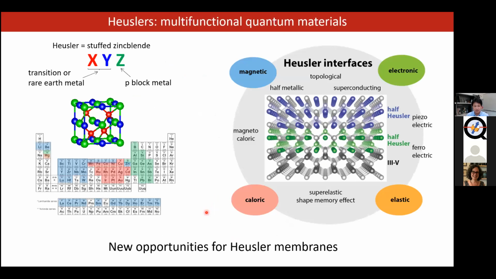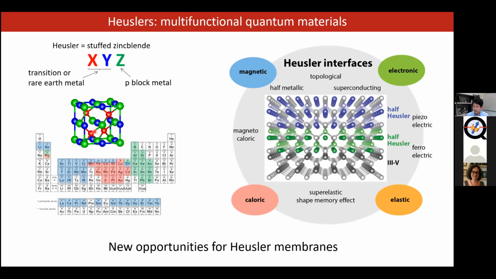And to flesh this out a little bit more, the particular system that we're interested in doing this with is these Heusler compounds. Heusler compounds are ternary intermetallic compounds that consist of two transition metals on this X and Y site in red and blue, and a p-block metal, this green site on the Z site. And you can think of this material as essentially a stuffed zinc blende lattice.